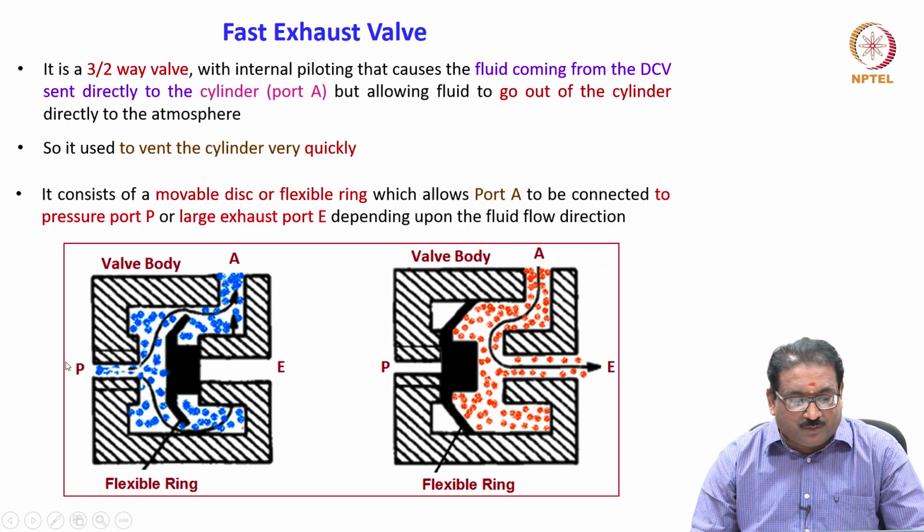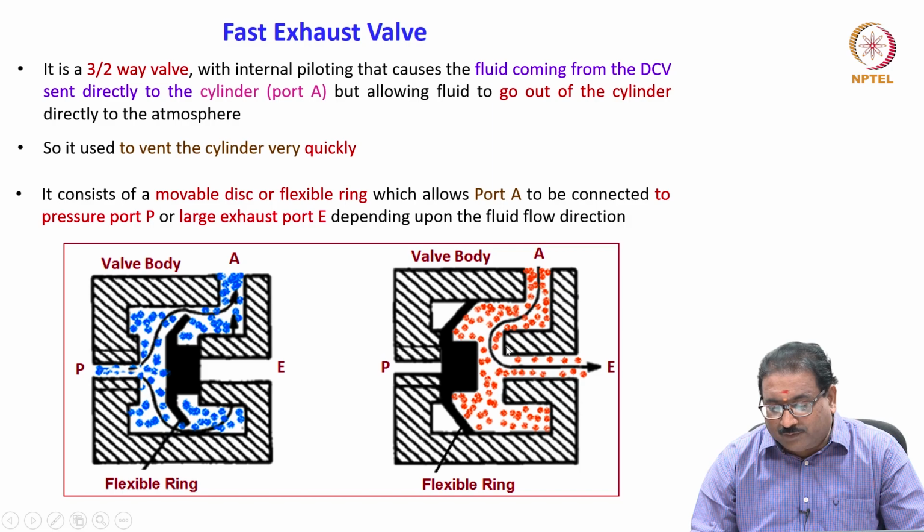If flow is coming from the P, what happens? This flexible ring moves and closes the exhaust, and the flow goes on. If by mistake the flow is reversed from the A, the actuator end, it will not go to the other valves. What happens here? This will move here, opening the big port to send the flow out.